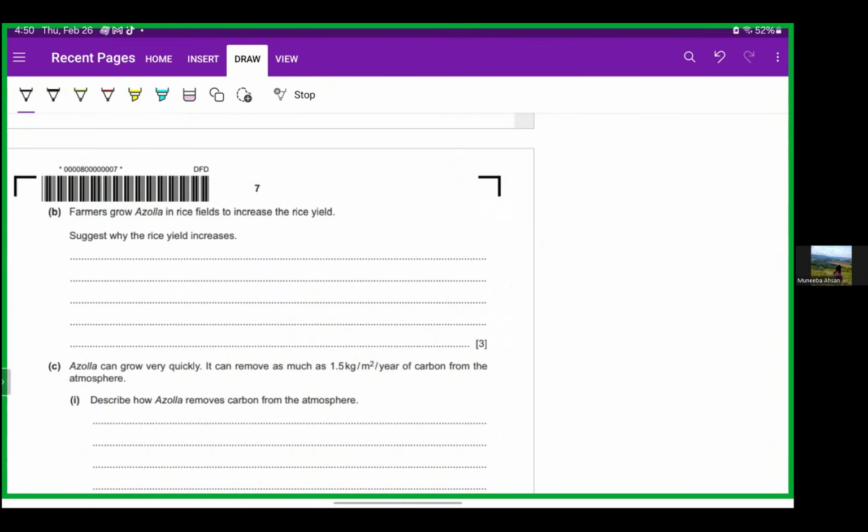So what will happen? Production of nitrates by the nitrate producing bacteria. After the production of nitrates, what will happen? Rice absorbs the nitrates. They will produce amino acids.